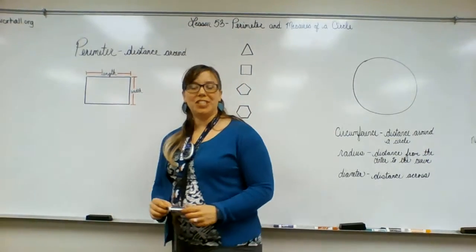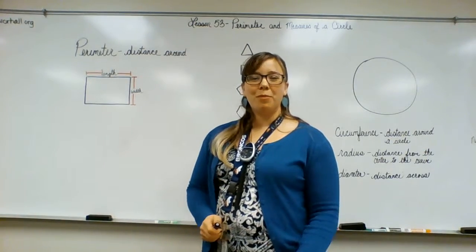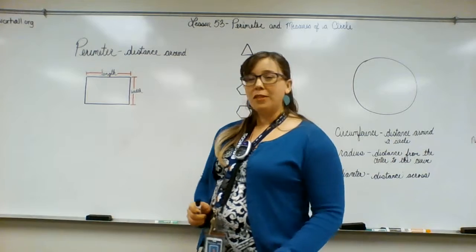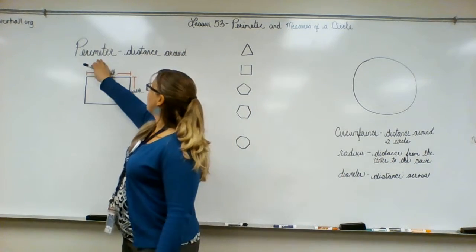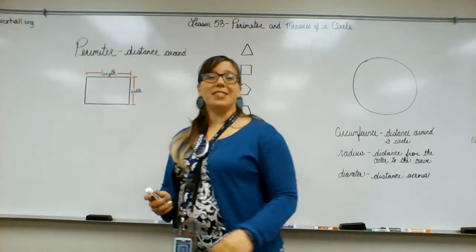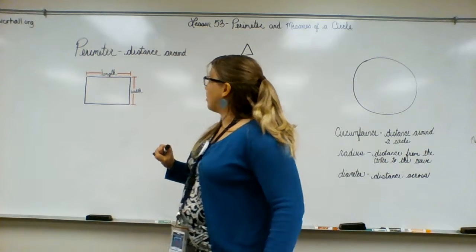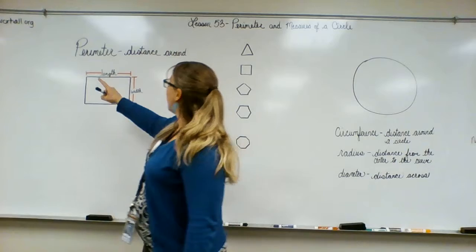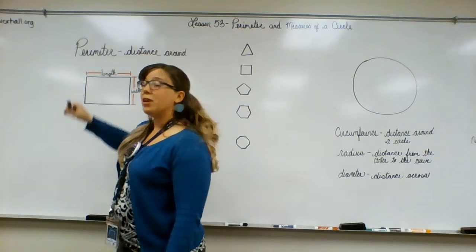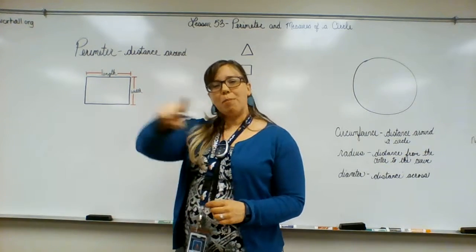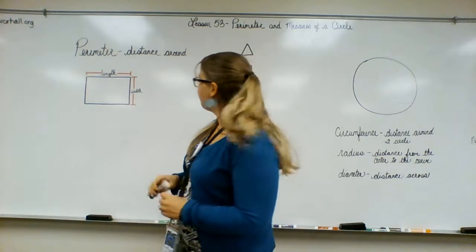Hello, today I'm going to be teaching Saxon Lesson 53, Perimeter and Measures of a Circle. The first thing we need to know is the word perimeter. Perimeter means the distance around a polygon. To find the perimeter, we find the distance all the way around the shape. You can think of perimeter as like the baseboards around a room.